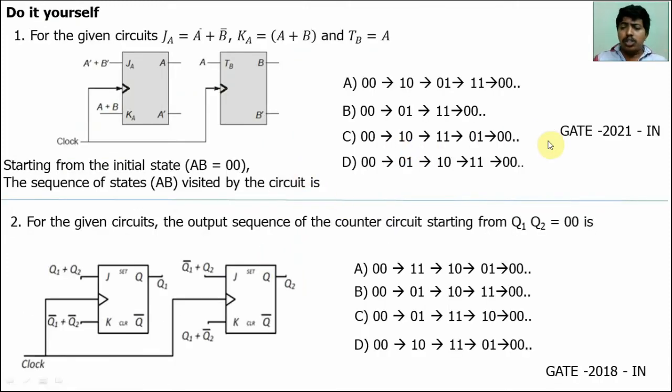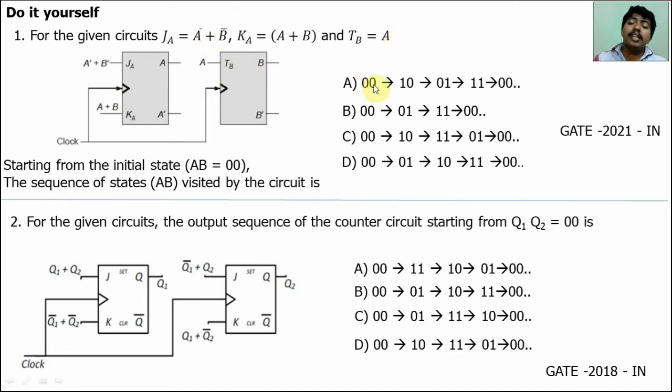The first question was asked in GATE 2021 Instrumentation Department questions. The second question is from GATE 2018 Instrumentation Department questions. In the first question, the input is already given, so the first step is over. Here J is equal to A bar plus B bar, K is equal to A plus B, and TB is equal to A. For each flip-flop, the input is given. So directly go for the second step, find the output equation for each flip-flop.